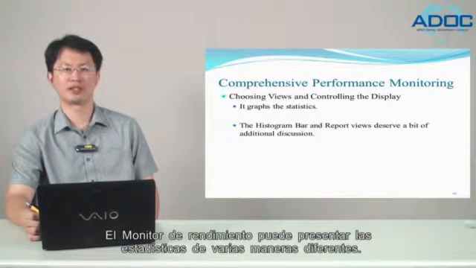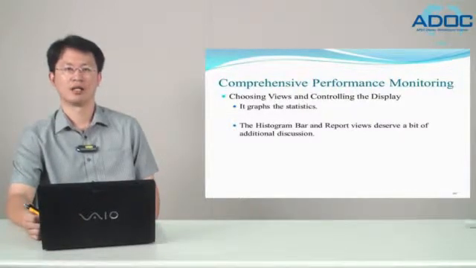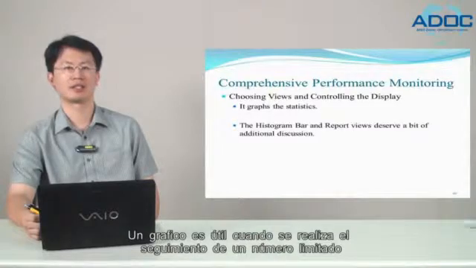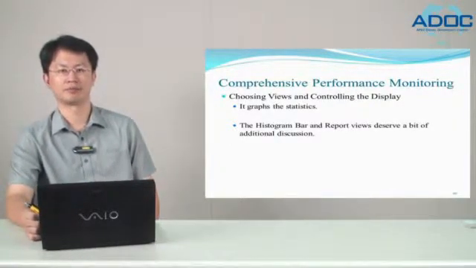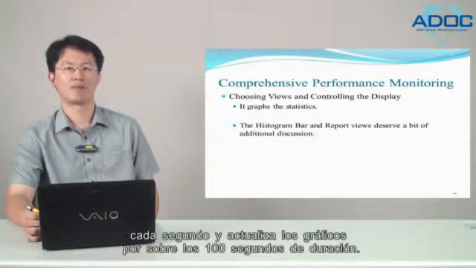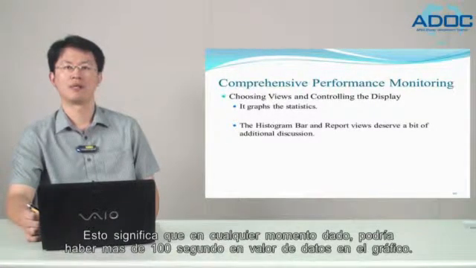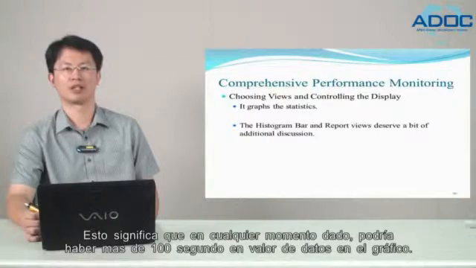Performance Monitor can present counter statistics in several different ways. By default, it graphs the statistics. A graph is useful when you are tracking a limited number of counters because you can view historical data for each counter that you are working with. And by default, Performance Monitor samples the counters once every second and updates the graph over a 100-second duration. This means at any given time there can be up to 100 seconds' worth of data on the graph.